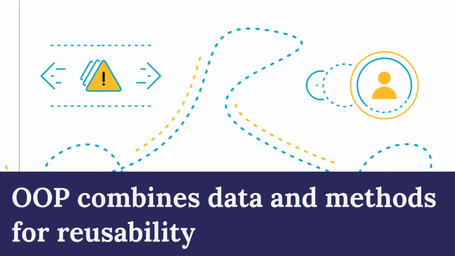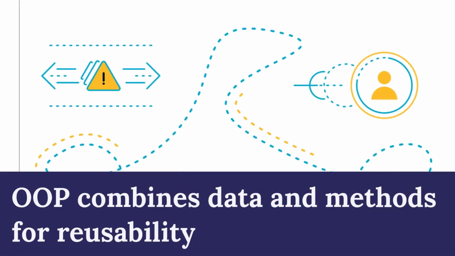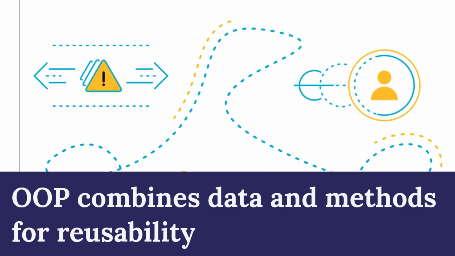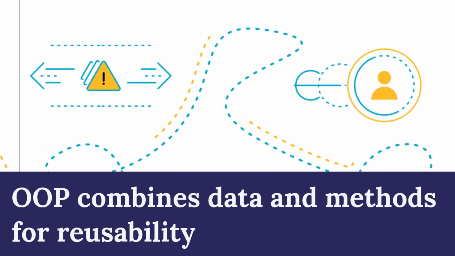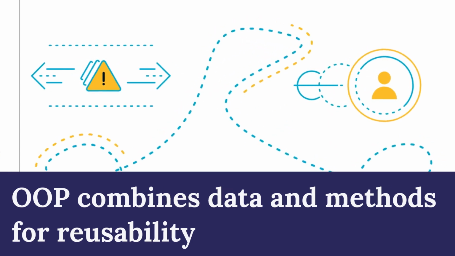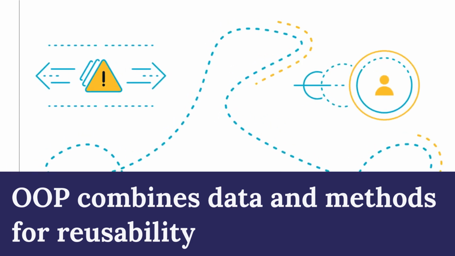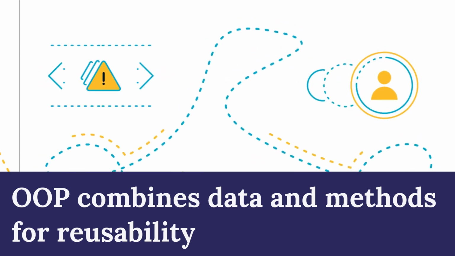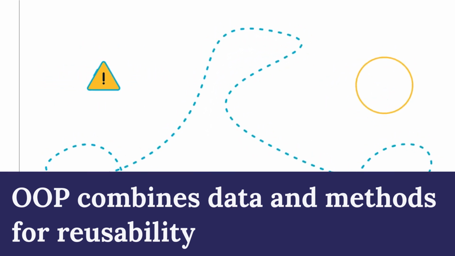Procedural programming is based on functions and procedures. OOP is based on objects and classes. In procedural programming, data is separate from functions. OOP combines data and methods in objects. OOP offers higher reusability and better data protection.